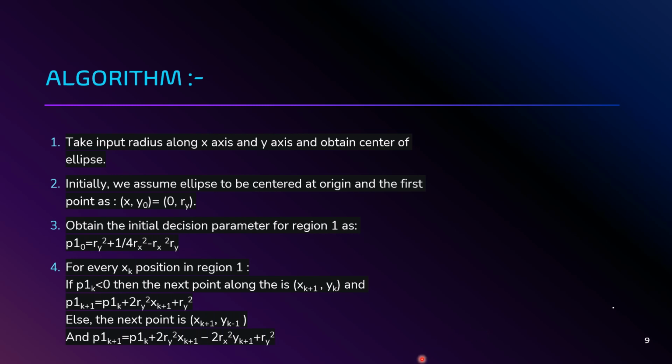For xk, the position in region 1, if p1k is less than 0, then the next point along the ellipse is xk plus 1, yk, and p1k plus 1 is equal to p1k plus 2 ry squared xk plus 1 plus ry squared. Else the next point will be this, and p1 will be this.